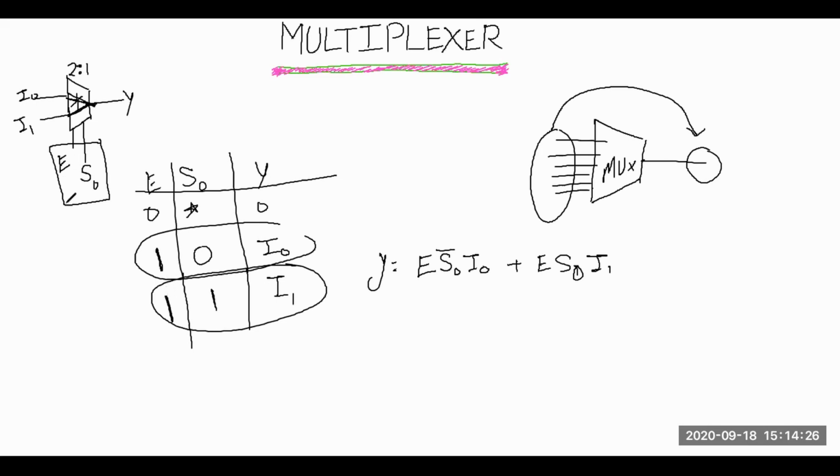If I am talking about a multiplexer, I can also take enable as always one, and then I can do the same thing in a second way.